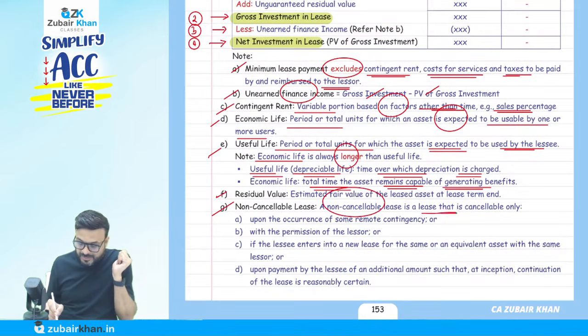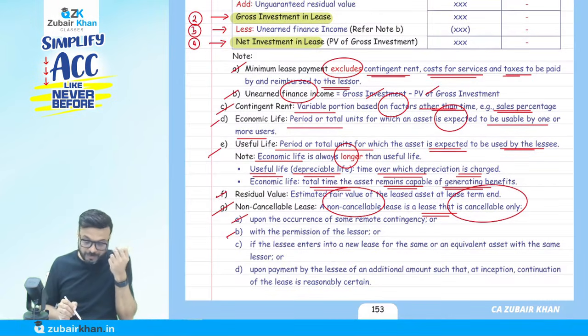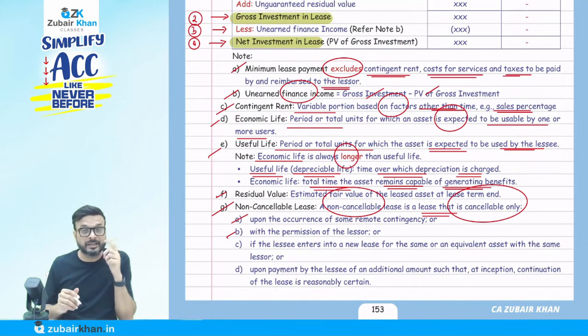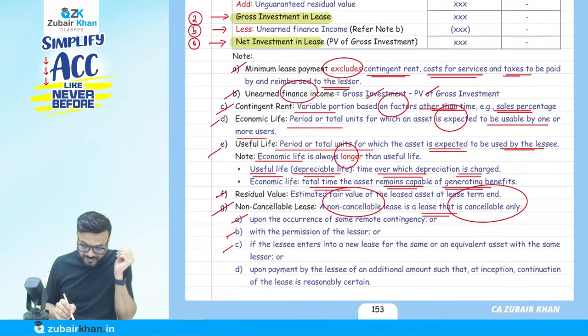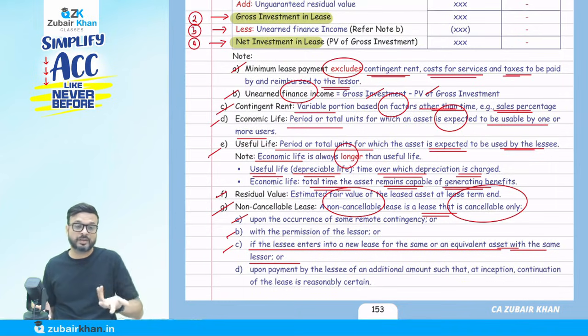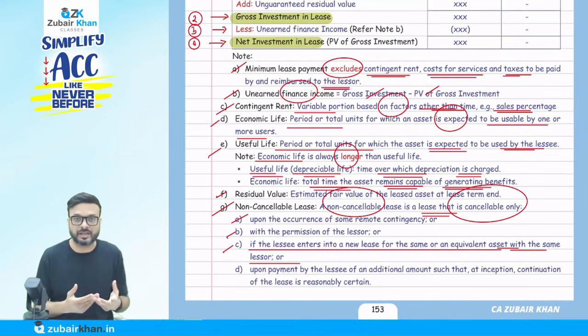A non-cancelable lease is a lease that is cancelable only in certain cases. When is it cancelable? Only upon the occurrence of some remote contingency, suppose the death of the lessee, or with the permission of the lessor. If the lessor permits, okay, cancel the lease, then only in that condition it is cancelled. Or if the lessee enters into a new lease for the same or an equivalent asset with the same lessor. So they are making a new contract of lease for the same asset or an equivalent asset, so maybe the previous one can be cancelled.